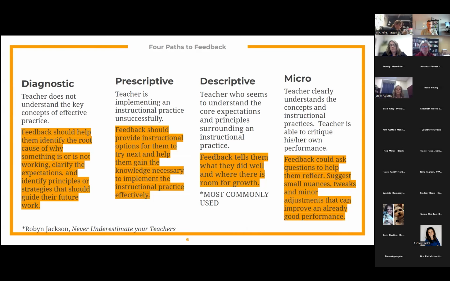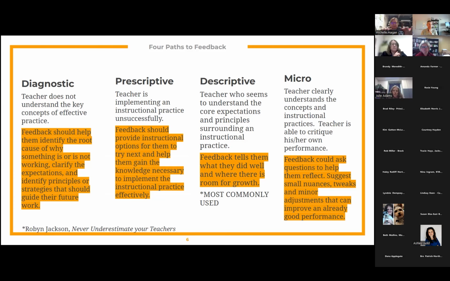This is a different model of the same kind of concept, and this is from Robin Jackson's work on Never Underestimate Your Teachers. And this is really the one that kind of guides the work we do here in our county. So we try to give feedback based on these 4 levels of understanding or 4 types of feedback.